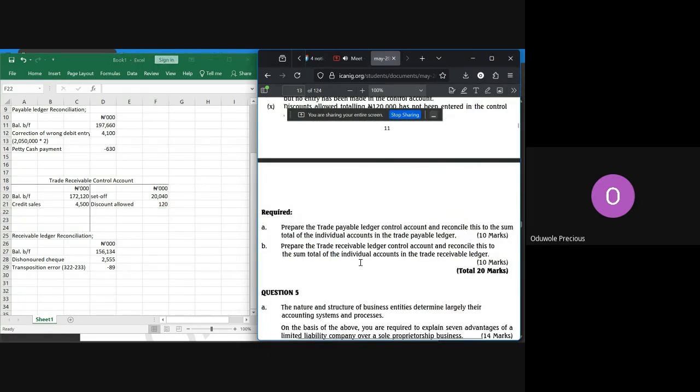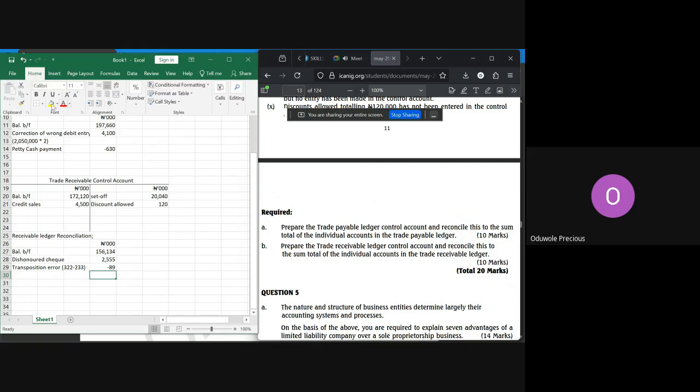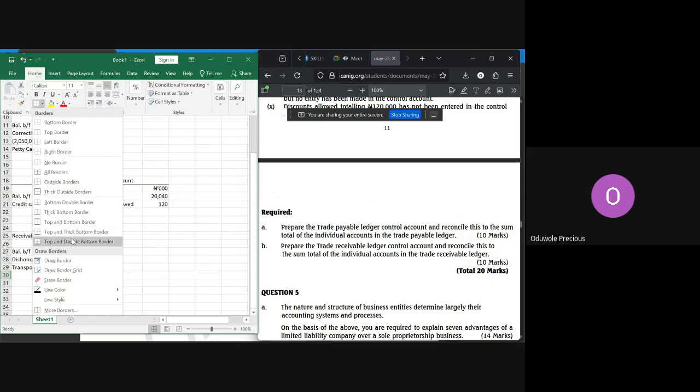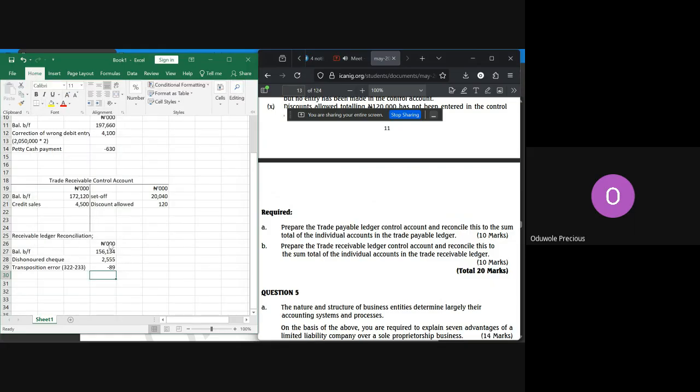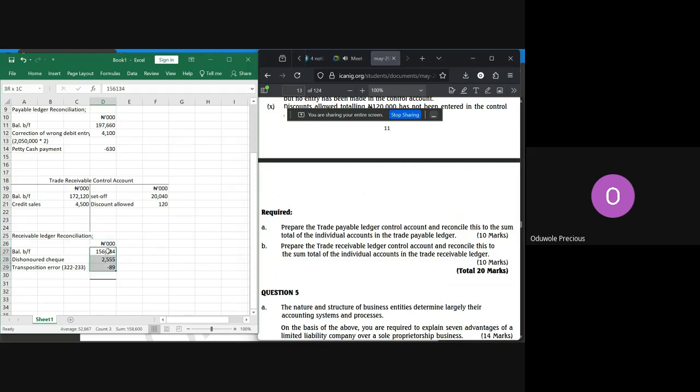So we have prepared our trade receivable and trade receivable control accounts. Now this is the moment of truth, where we know whether what we are doing is correct or wrong. If you add all this together, let's do our auto sum. Auto sum will give us 158,860. So this one will be higher than this side.